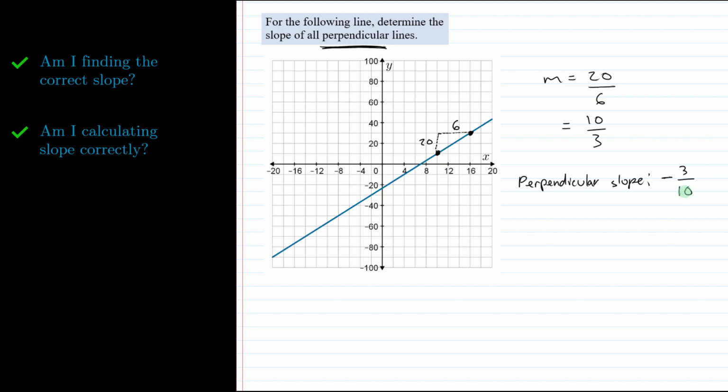So always double check your scales, make sure you're consistent with your point labeling if you're using the slope formula, and always double check that you've found the correct slope. Here we were asked to find the perpendicular line slope, not the parallel, so we need to make sure that we are taking the negative reciprocal of our line's slope.